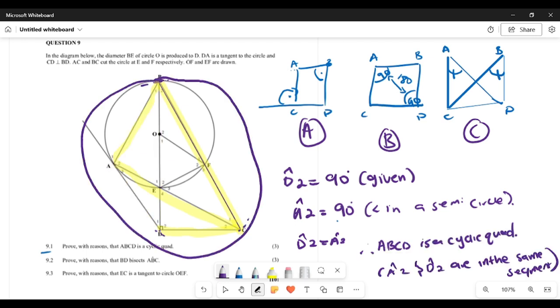Now the other question, 9.2, says prove with reasons that BD bisects angle ABC. Now, this is my line from B to D.